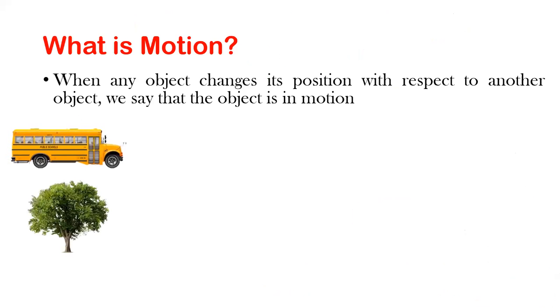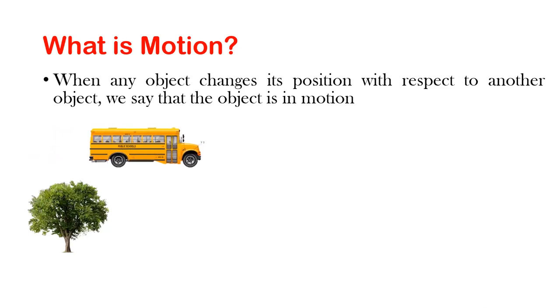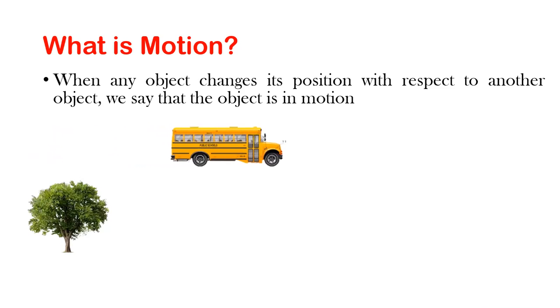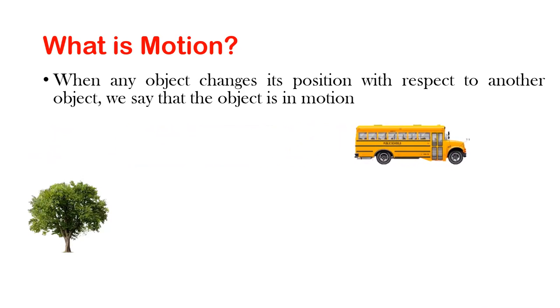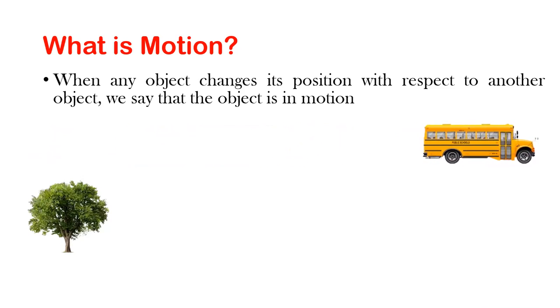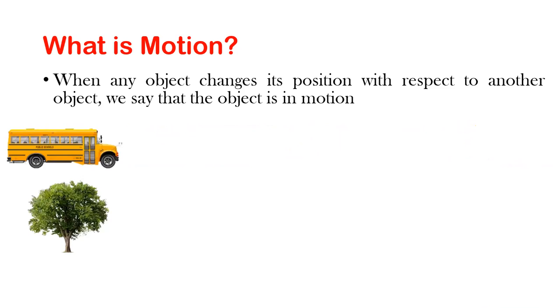What is motion? When any object changes its position with respect to another object, we say that the object is in motion. You can see over here in the screen with respect to this tree, the bus is in motion. But is the tree itself stationary? No. Tree is stationary with respect to the present situation.